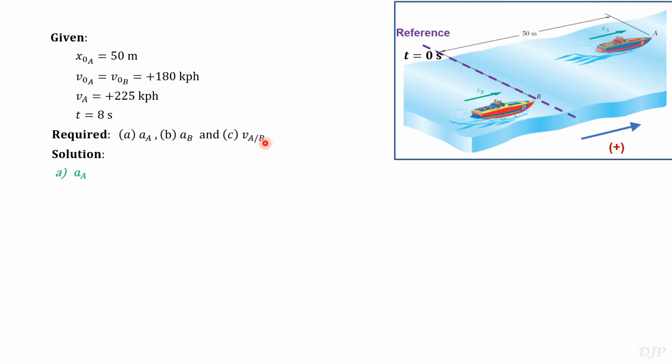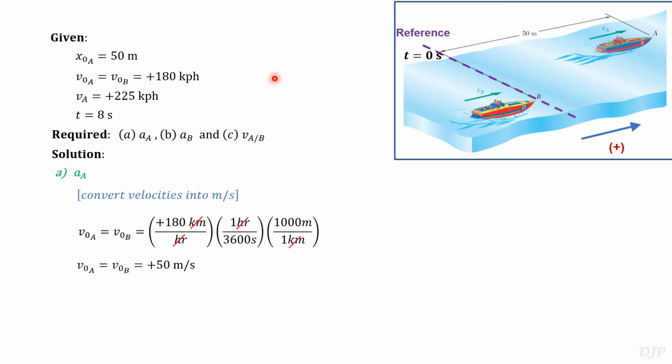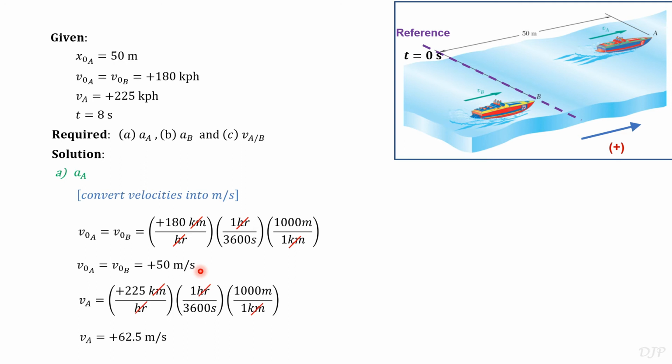For our solution, let's start with a sub A. Before we dive into using the rectilinear formulas, we must first convert the values of velocities from kph into meters per second. The converted value of the initial velocities of the two boats is equal to positive 50 meters per second, while the final velocity of boat A is equal to positive 62.5 meters per second.